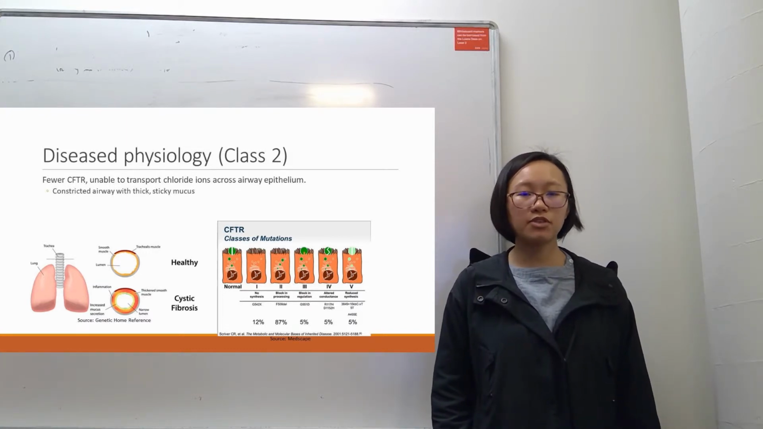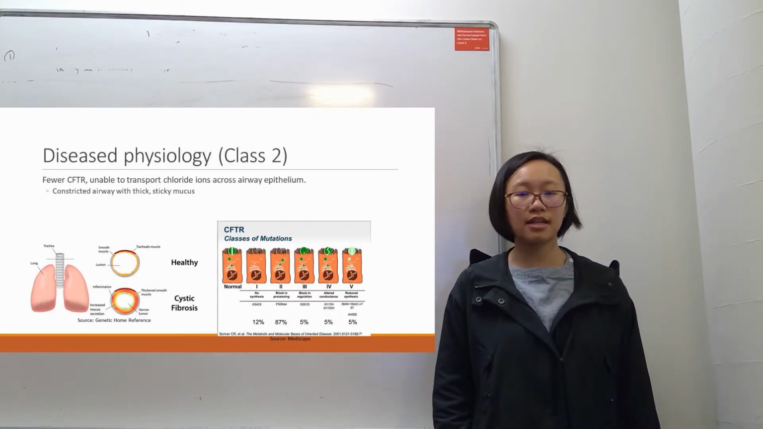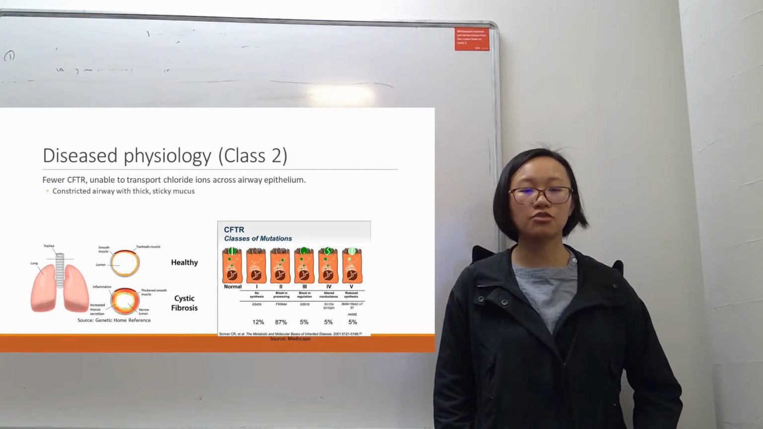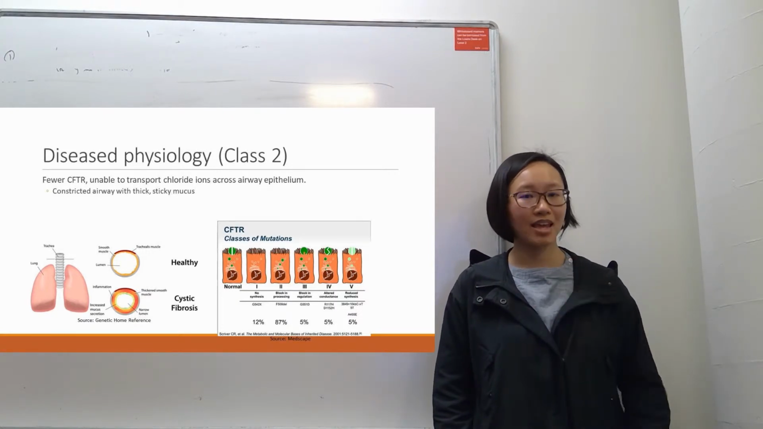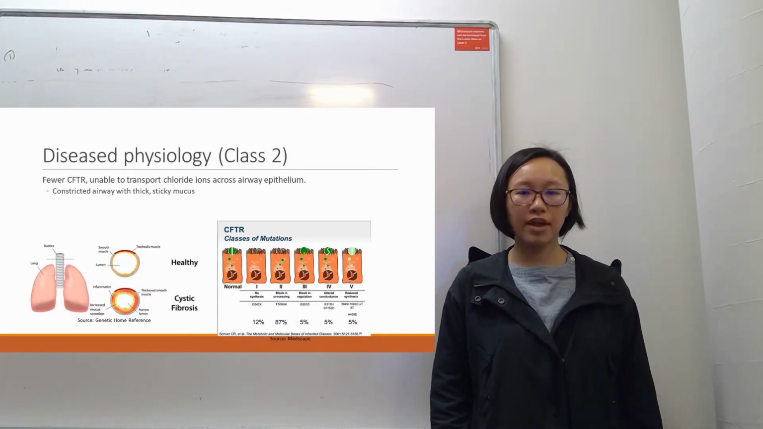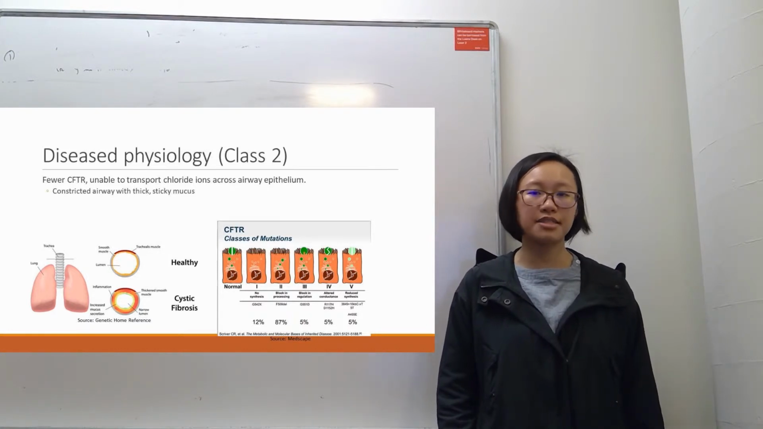Why did this happen? In normal physiology, when the chloride ion leaves the cell, an imbalance is created which draws the water out of the cells through osmosis, and water keeps the mucus moisturized, which prevents infection and maintains ciliary function. But for disease physiology, CFTR does not function properly, and chloride ion cannot leave the cells.